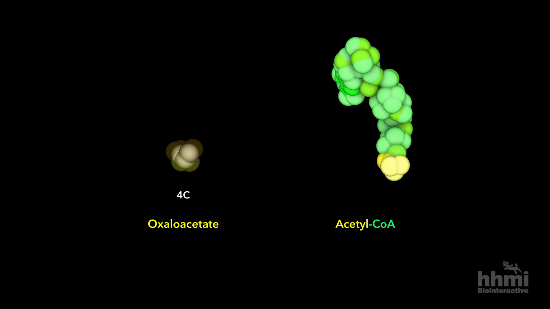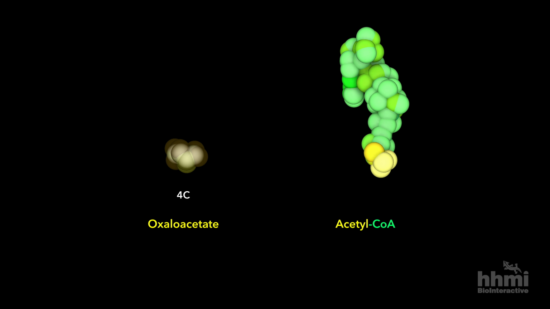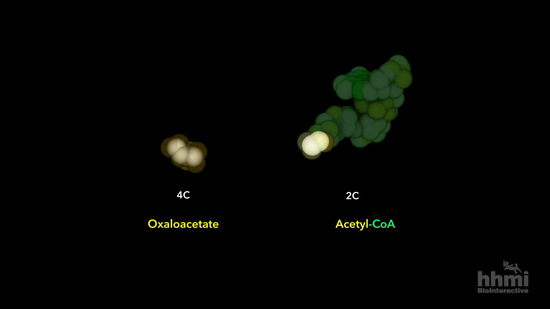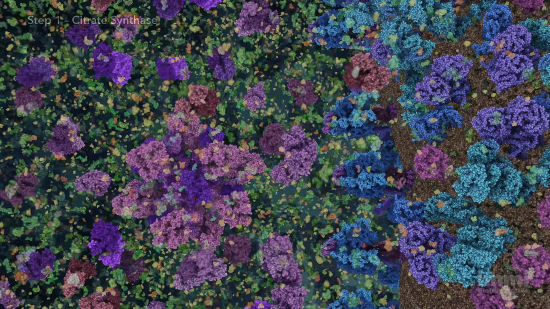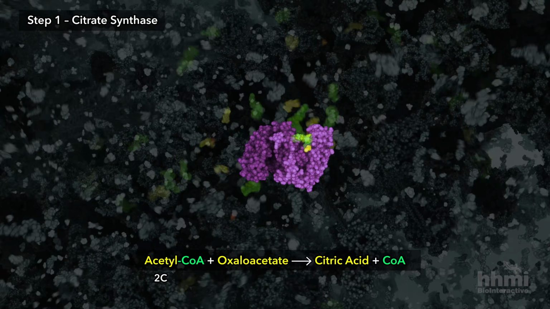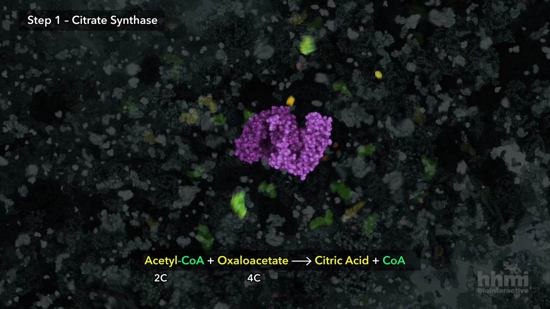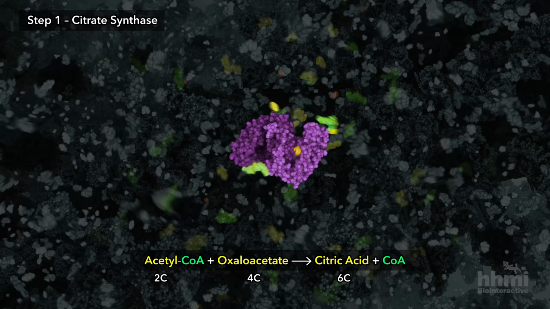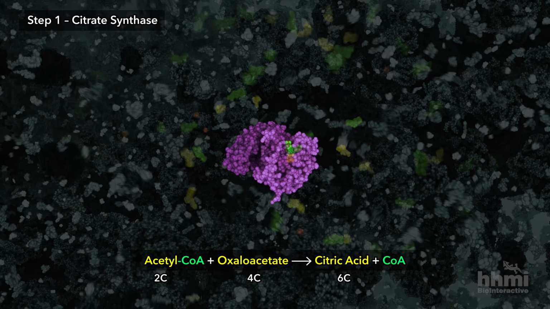The citric acid cycle starts with the end product of a previous cycle, the 4-carbon molecule oxaloacetate. New carbon enters from glycolysis in the form of acetyl-CoA, a 2-carbon acetyl group attached to coenzyme A. Step 1 is the catalytic transfer of a 2-carbon acetyl group from coenzyme A to 4-carbon oxaloacetate, creating 6-carbon citric acid, the molecule that gives the cycle its name.